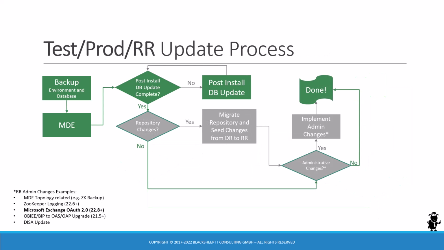The test and production or RR environments are a bit simpler to update, so still you have to take a complete backup, bring down the environment, run the MDE, make sure the post-install database update runs against the database, and then if you had applied any repository changes, you use the migration application to do an incremental or full migration, including the seed changes from DR to RR, which is then followed by applying any administrative changes if there are any.